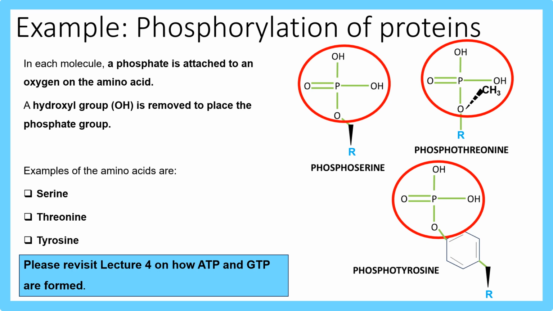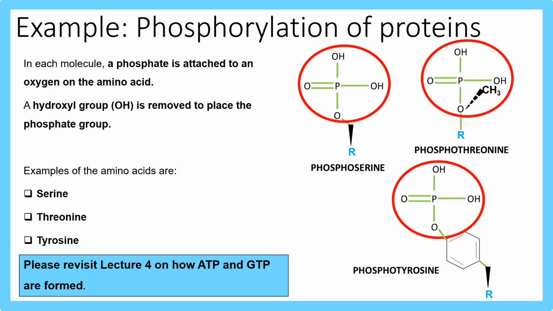So let's look at an example over here. In the previous lesson, we discussed how ATP and GTP are formed. So these are types of nucleotides. When you have a phosphate being attached to an oxygen on the amino acid on a particular protein, how that occurs is when you remove a hydroxyl group, and a hydroxyl group is a group that contains O and H, so oxygen and hydrogen. So the OH needs to be removed in order to place this phosphate group.